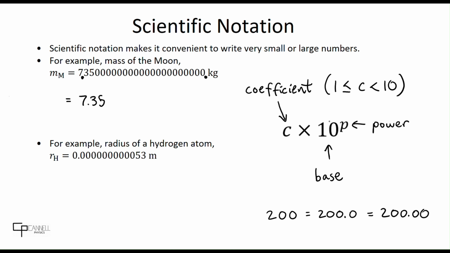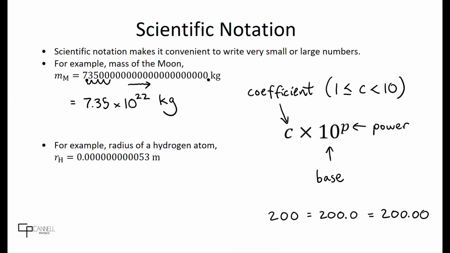So now what comes next? Well, that's easy, because it's always times 10. But now the power is decided by seeing how many times I have to move this decimal point, how many digits I have to move it, until I get to the very end. I'm not going to bore you by doing all the digits, but from that dot between 7 and 3, I have to go 22 times to get to the end. And because I moved to the right, that means the power is positive 22. And don't forget our units. And that's it.